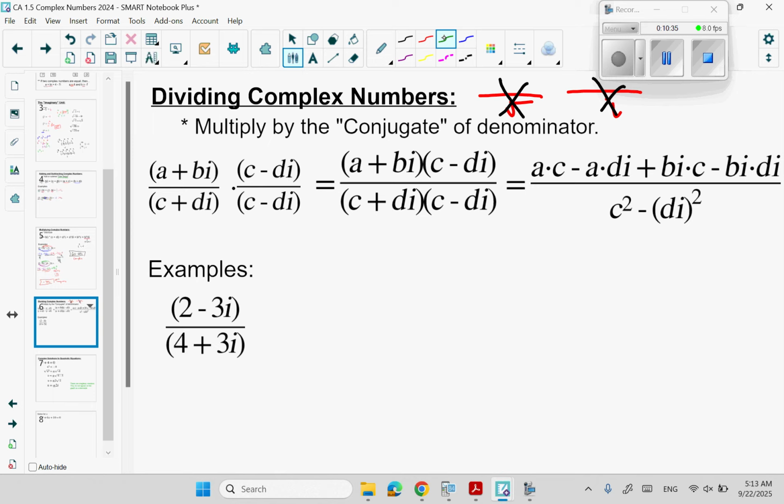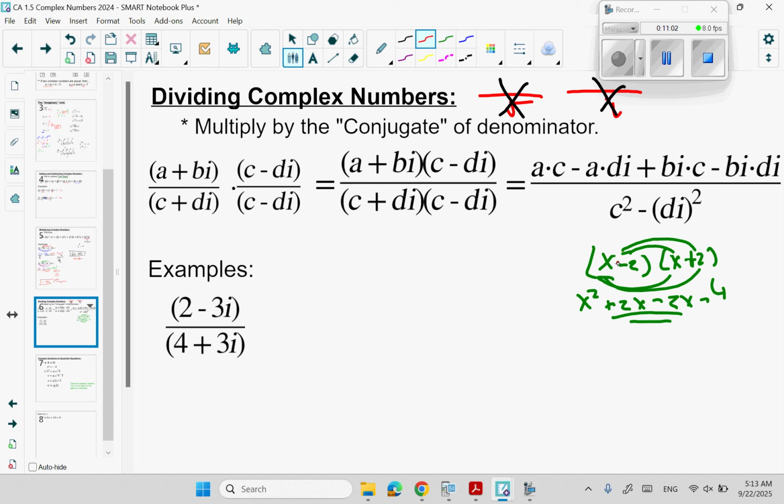So this idea actually comes from difference of squares. If you recall, x minus 2 times x plus 2. If I were to multiply this out, you'll notice that the middle two terms are simplified out. They undo each other because I get opposite operations happening right here. So in order to do that, we multiply what's called the conjugate.